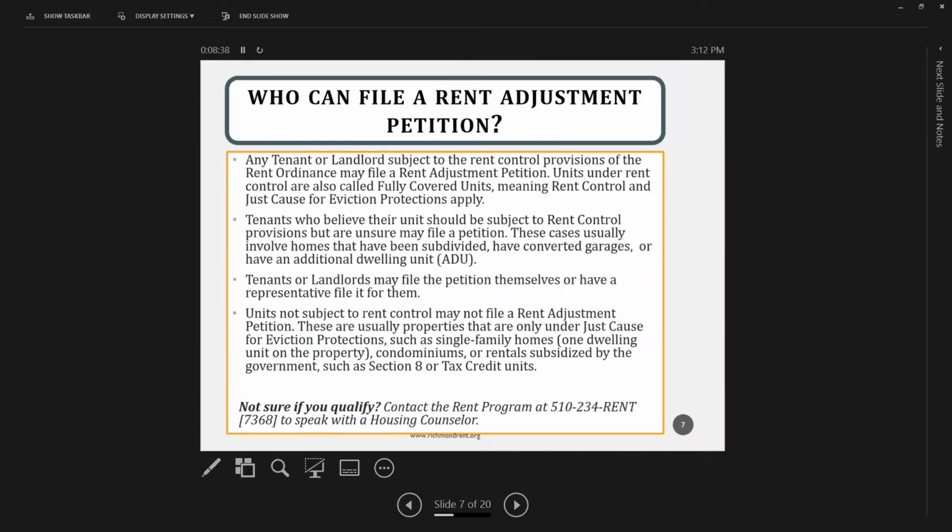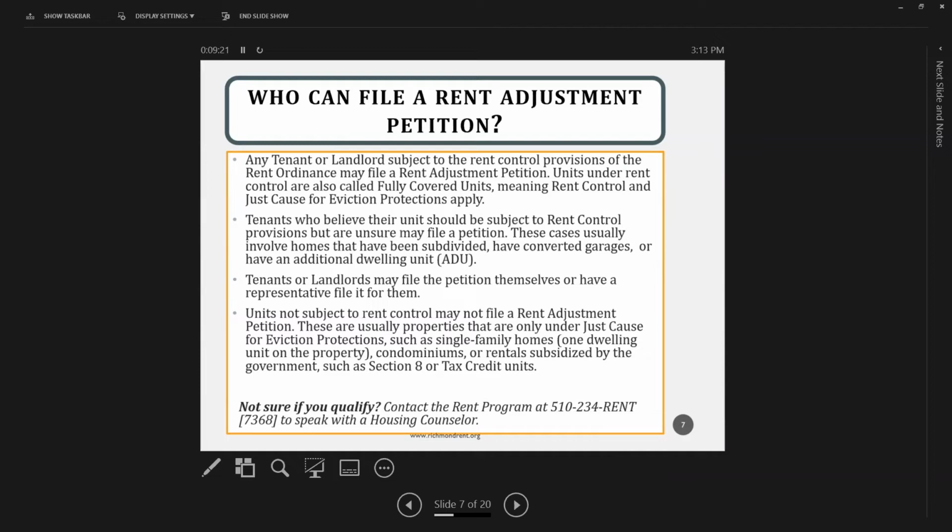Who can file a rent adjustment petition? Any tenant or landlord subject to the rent control provisions of the rent ordinance may file a rent adjustment petition. Tenants who believe their rental unit should be subject to rent control provisions but are unsure may file a petition. These cases usually involve homes that have been subdivided, have converted garages, or have additional dwelling units. Tenants or landlords may file the petition themselves or have representatives file for them.